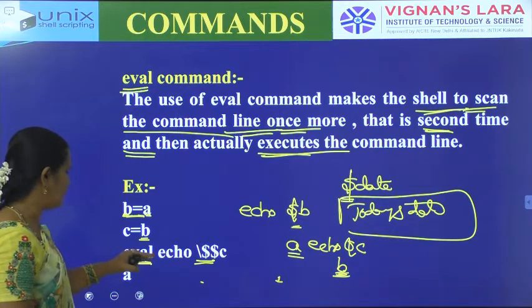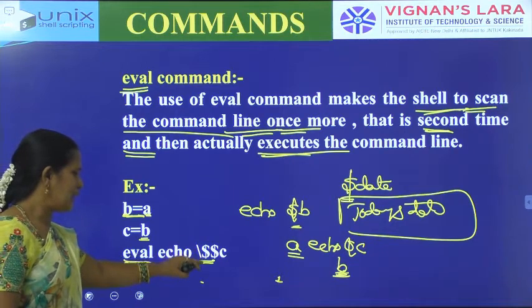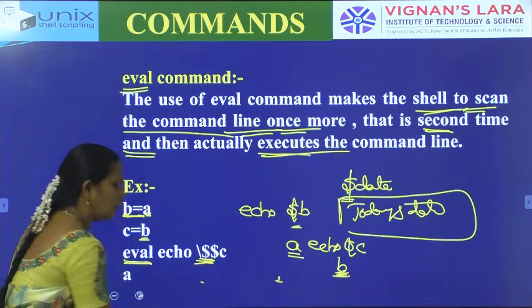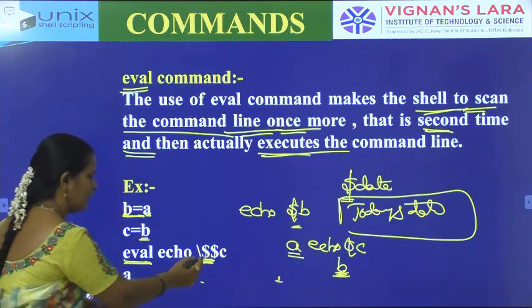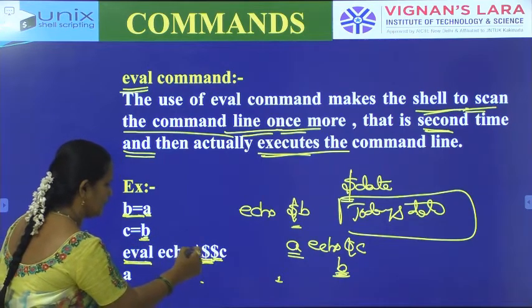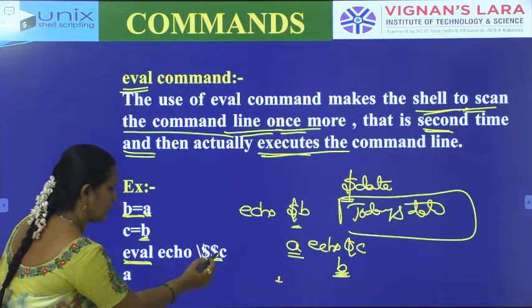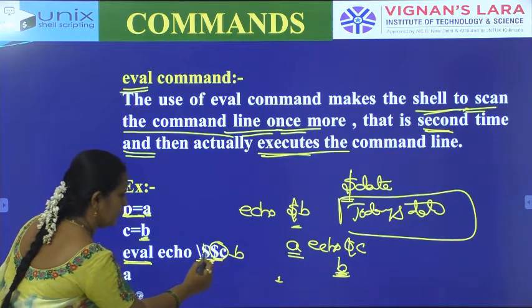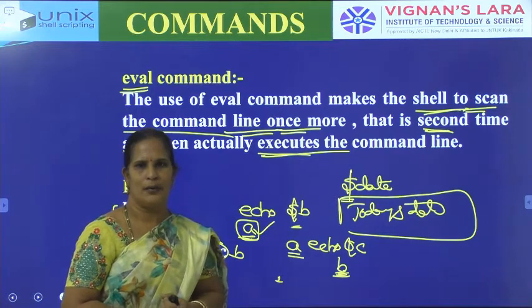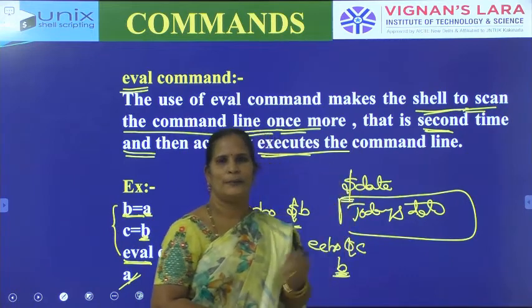For example, if we specify eval space echo space slash dollar C, dollar C means it is going to print B, since C is equal to B. Here I specified slash dollar variable name, so it is going to print the value of variable B. B contains A, so it is going to print A. So the main importance of the eval command is to scan the command line more than one time. After scanning, it is going to execute the command line. Okay, thank you.